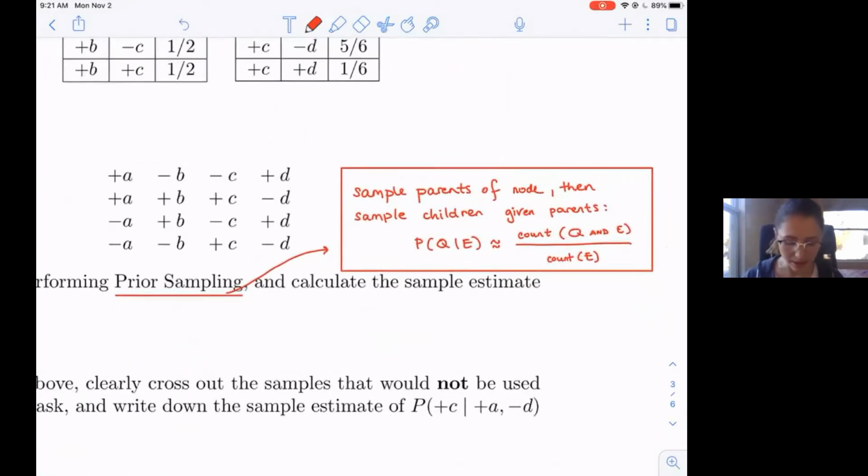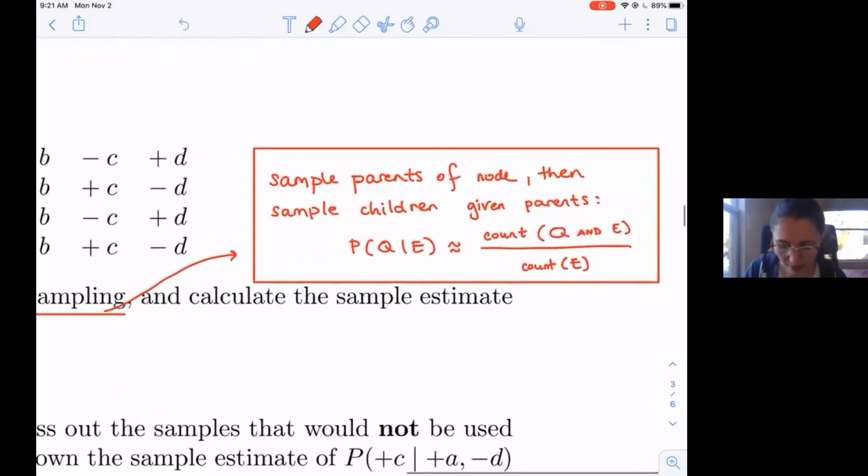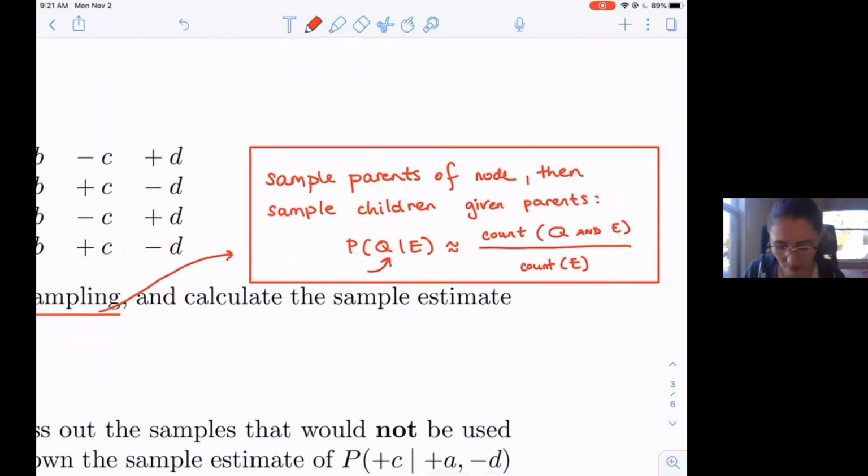Prior sampling is the simplest possible form of sampling, where we essentially just sample the parents of each node in our Bayes net. Then we sample the children given the parents. And to compute the probability of any query variable Q given some evidence E, we essentially just tally up, count the number of samples that have both Q and E in them, and divide that by the number of samples that include E. So it's a simple counting procedure.